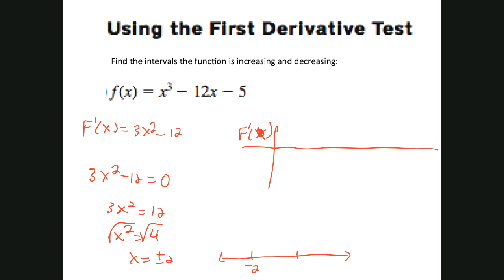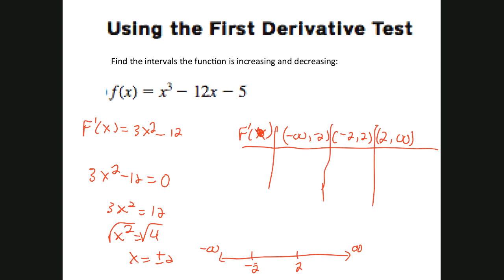So what are my intervals? This side is negative infinity, this side is positive infinity. So I have an interval from negative infinity to -2. I also have an interval from -2 to positive 2. And my last interval is from 2 to infinity. So those are my intervals. Now we want to find out where the derivative is positive and negative.